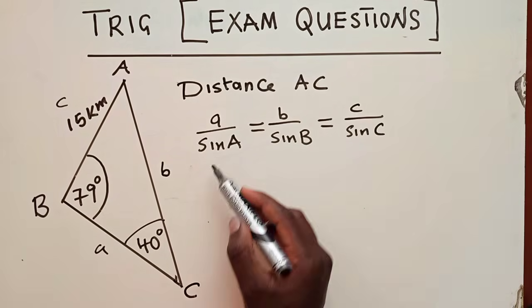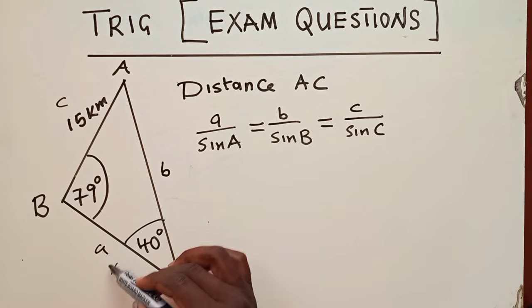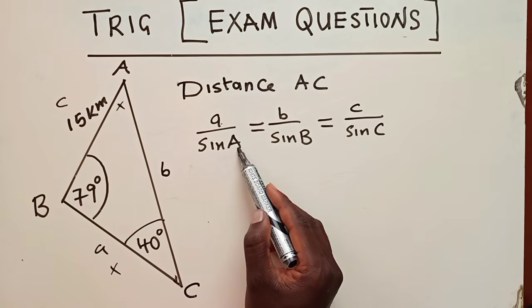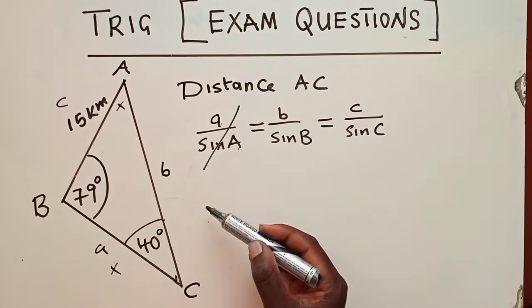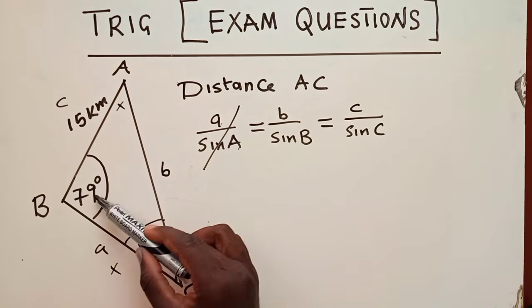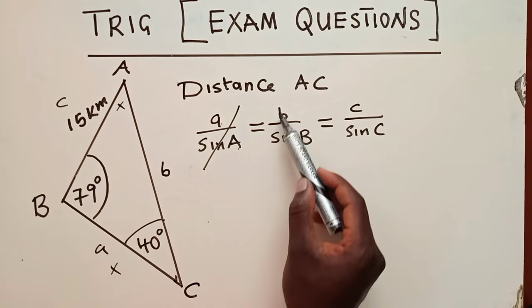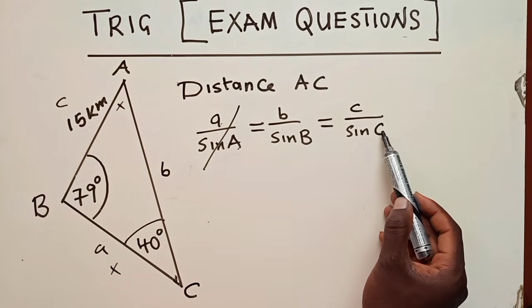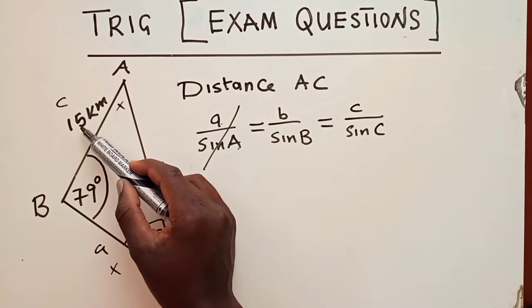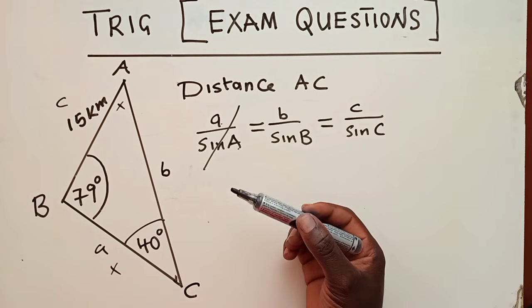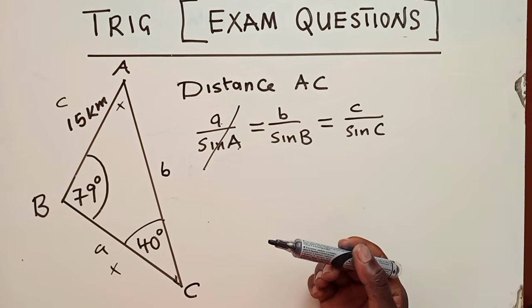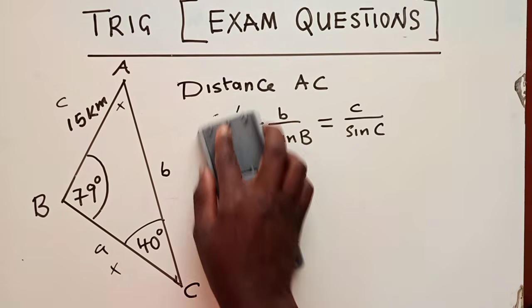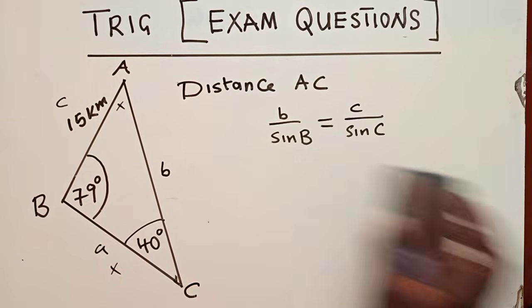So now, do we have a? Small letter a and capital A we don't have, so we are not working with this. Small letter b is what we're looking for. C we have, capital C is 40 degrees, and small letter c is 15 right here. So in our formula, we are going to work with these two, this and this.